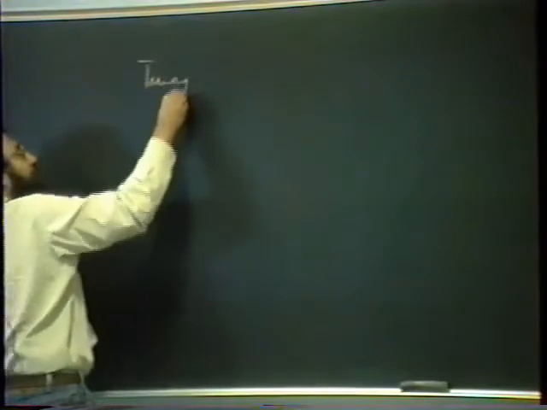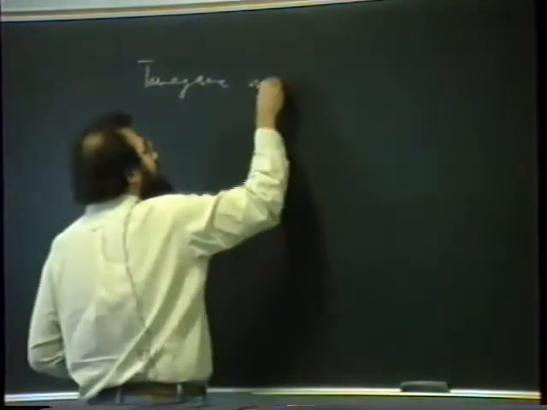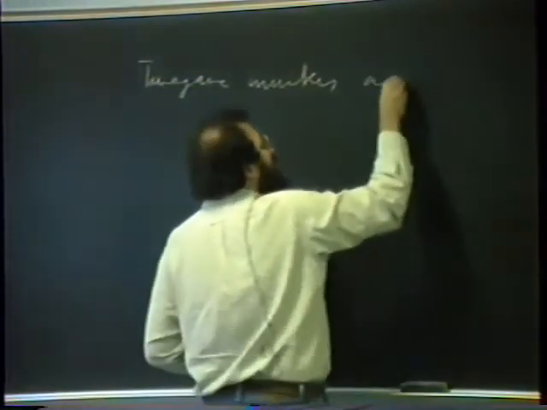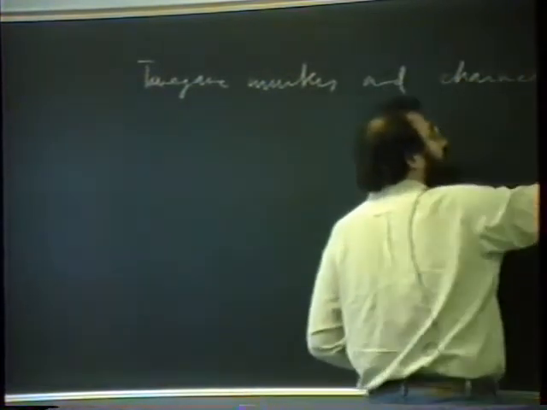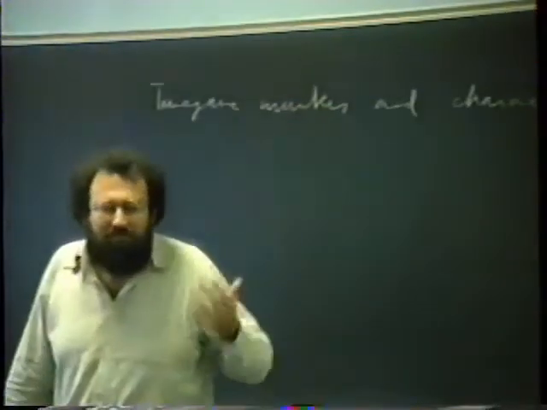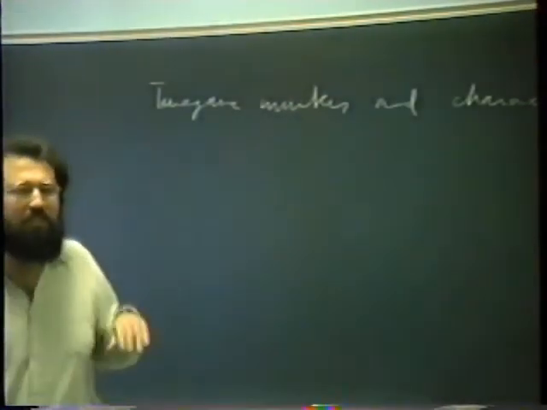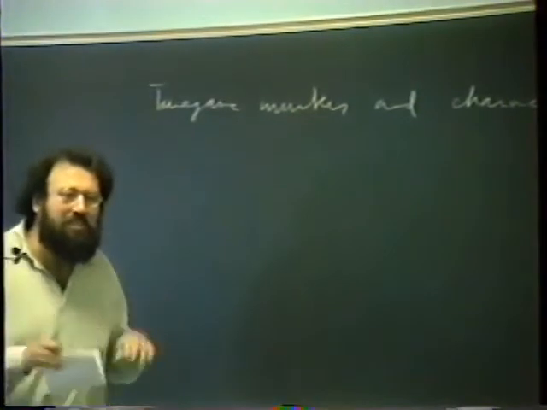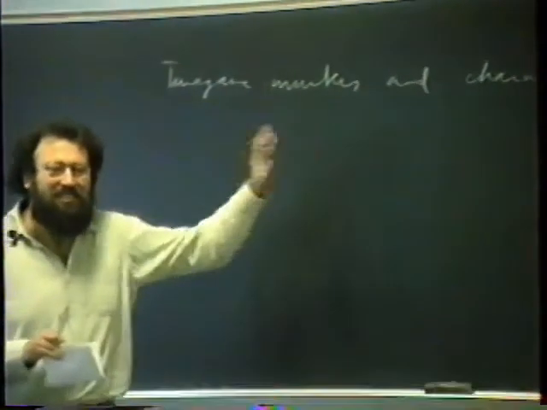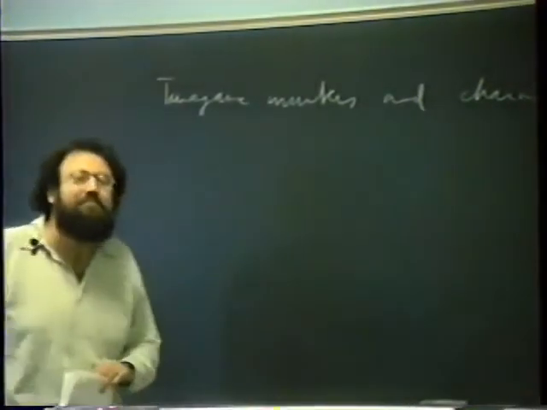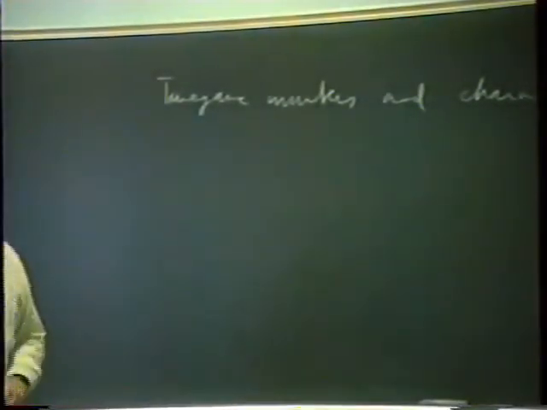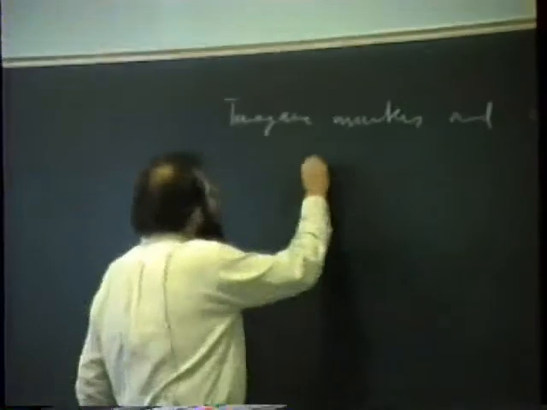So let me write the title first. Tamagawa numbers and characteristic classes. And what I'm going to try to do today is to explore some transition functions within these two charts. Let me begin with Tamagawa numbers. And I'm going to begin with Lagrange.